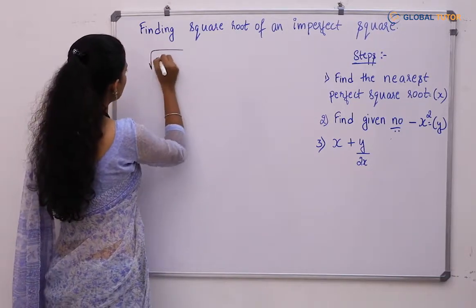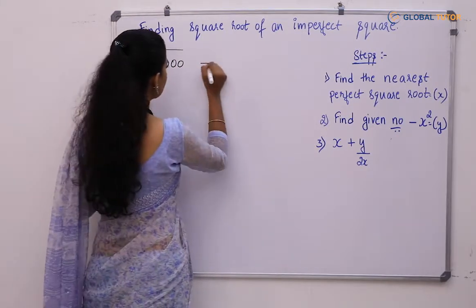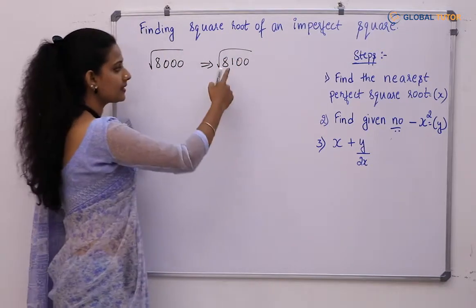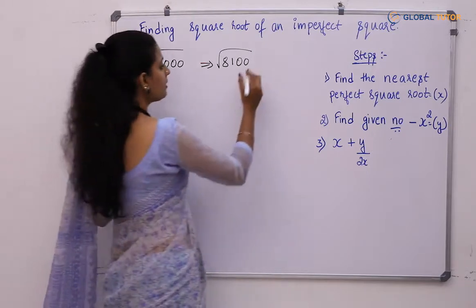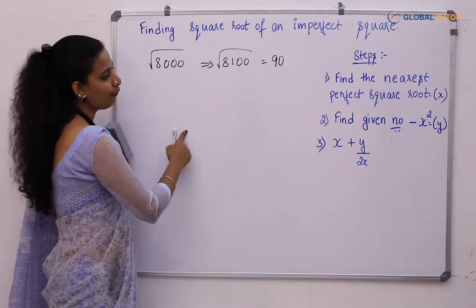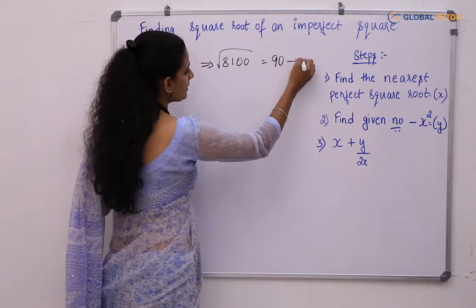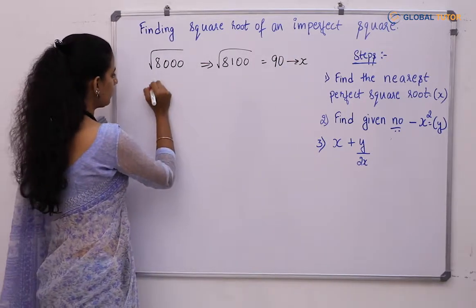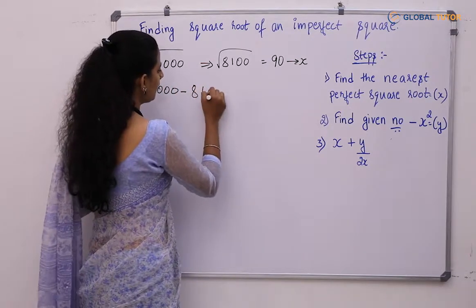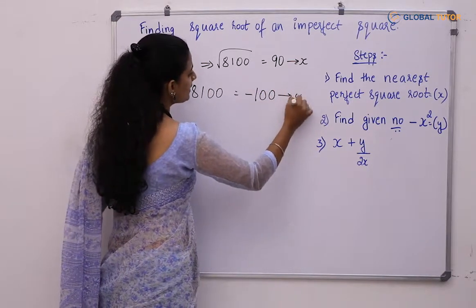Let us take root over 8000. Which is the closest perfect square for 8000? That will be 8100. So now what is the square root of 8100? Which will be 90. Now find the given number minus x square. Here let's call 90 as x. Given number is 8000 minus x square, which is 8100. So we got minus 100, and let's call this y.